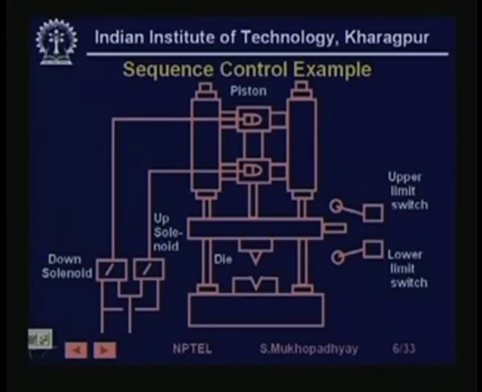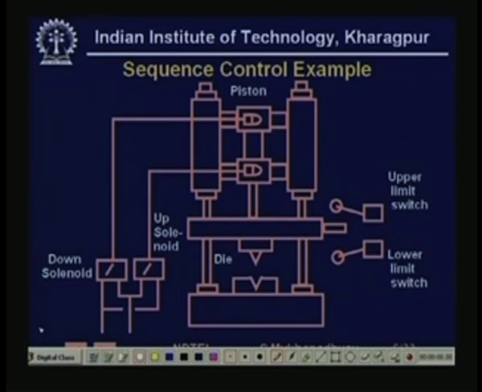Before we look at them in more conceptual ways, let's take an example. So look at this. It is supposed to be a die. It's supposed to be a stamping press. So if you look at this, so this is the stamp. This is the press. Okay. So there are two solenoids, up solenoid and down solenoid.